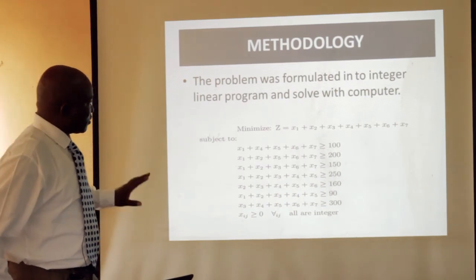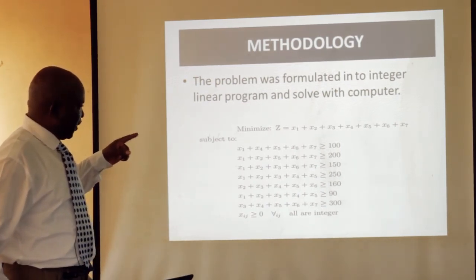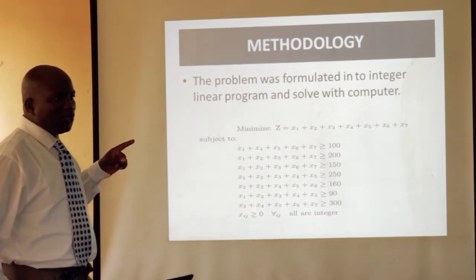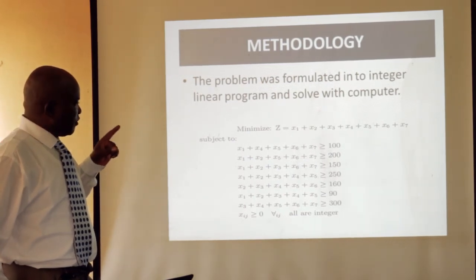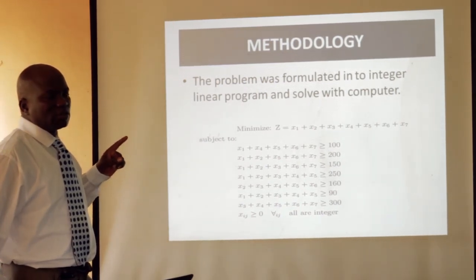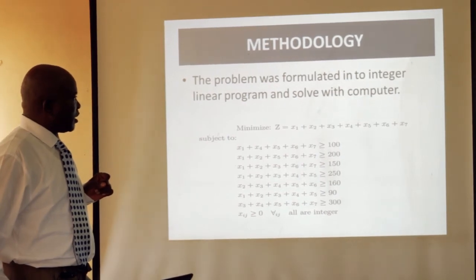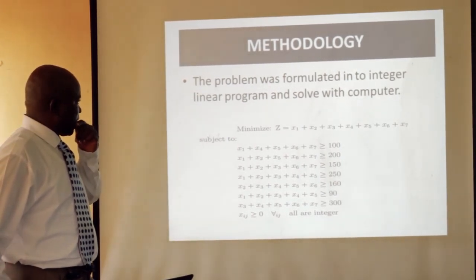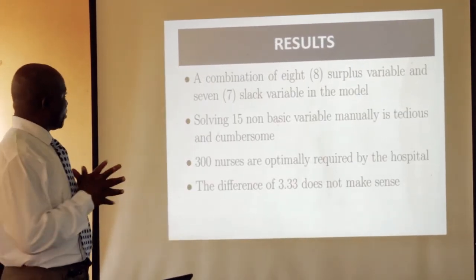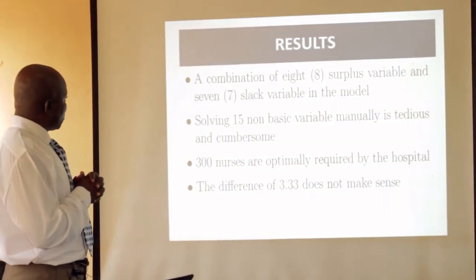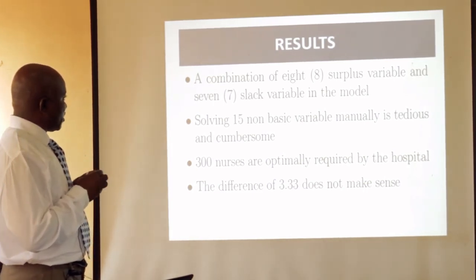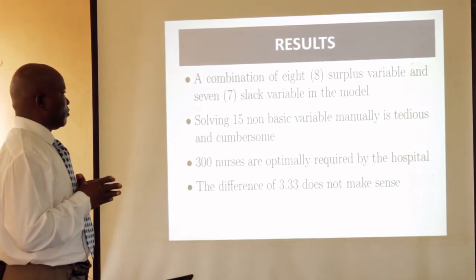Now, if you agree with me that when you have any variable that is more than 3, solving it manually will be very difficult, and you may end up with something very tedious and cumbersome. Sometimes the solution may be erroneous. And that is why you have to get a computer program for you to solve this large number of variables. Now, the results showed a combination of 8 surplus and 7 slack variables, making it 15 non-basic variables.